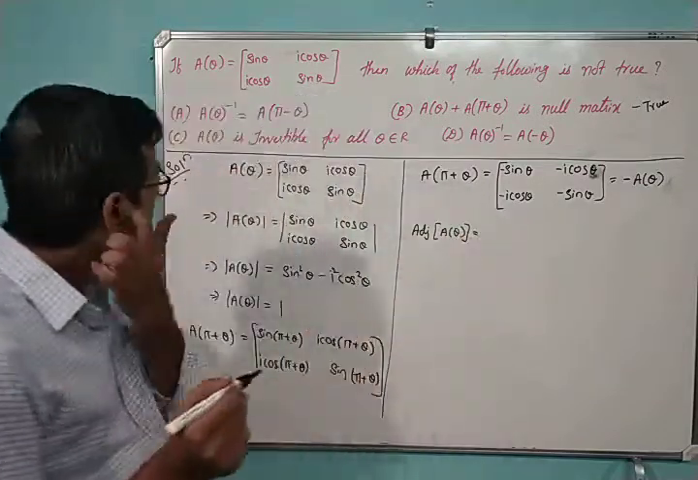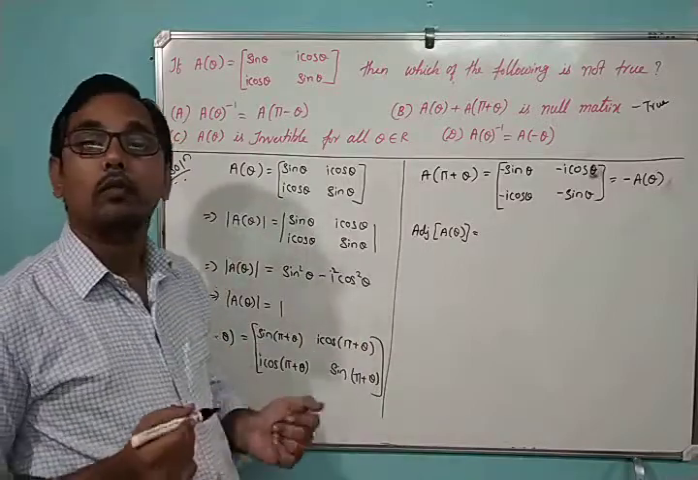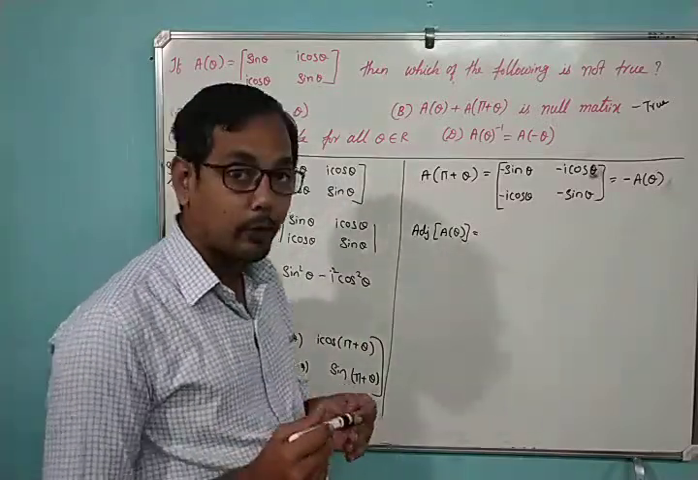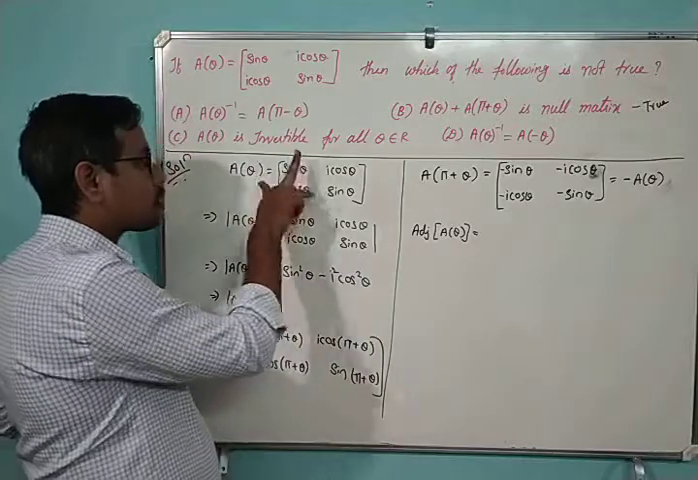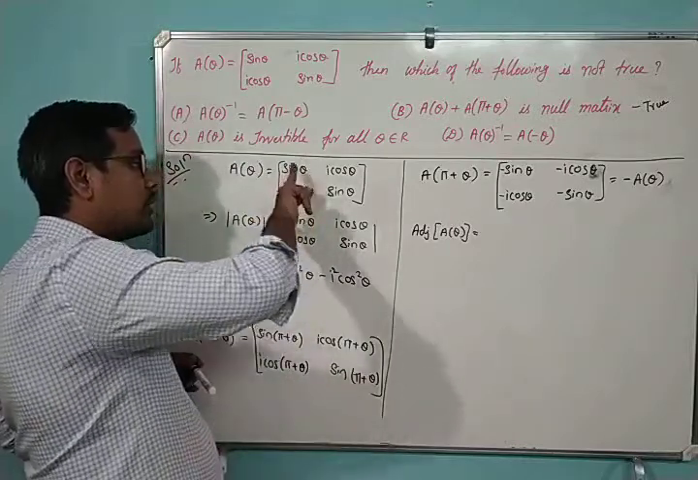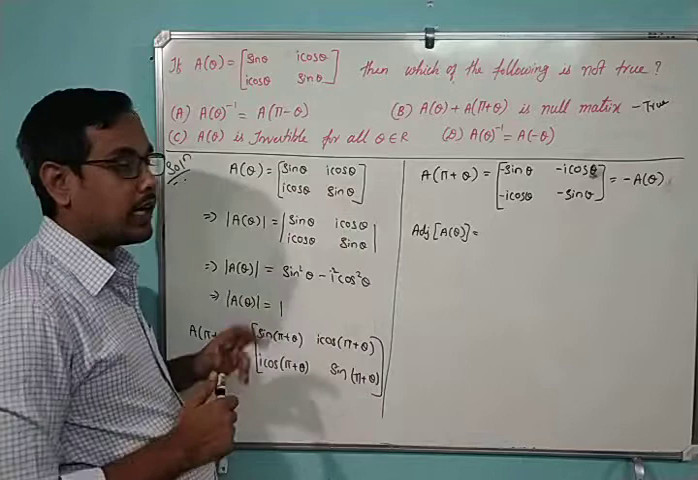Adjoint of A of theta. See, A of theta is this one. What was the trick to find the adjoint for a 2 cross 2 matrix? Interchange these two elements, and reverse the sign of the other elements.